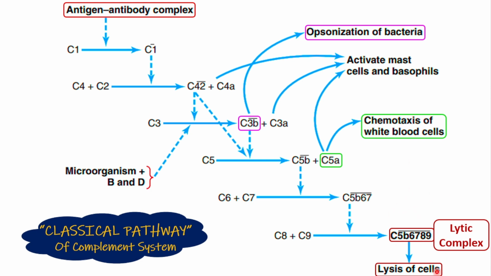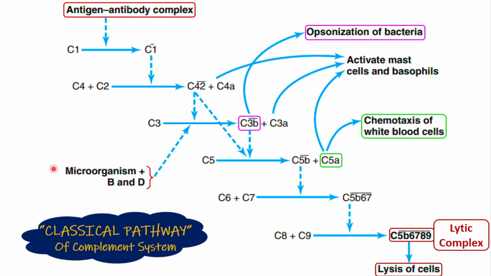One is lytic complex, C5b, 6, 7, 8, 9. Then we have C5a causing the chemotaxis of white blood cells, C3b causing the opsonization of bacteria, and then C3a, 4a, 5a, they're all causing the activation of mast cells and basophils.